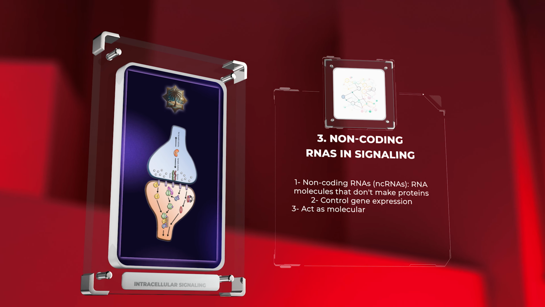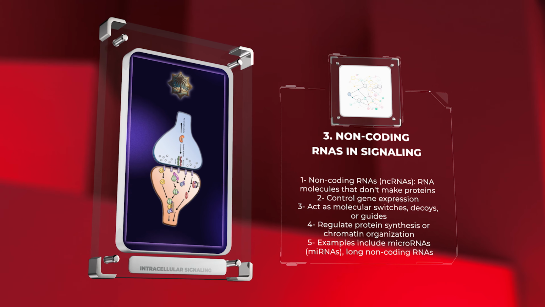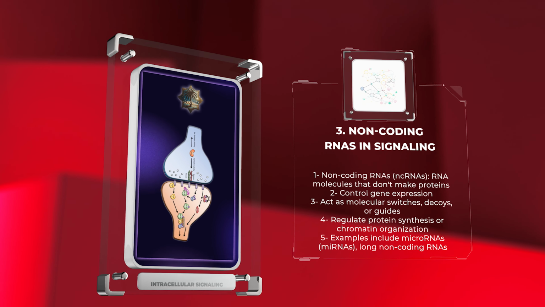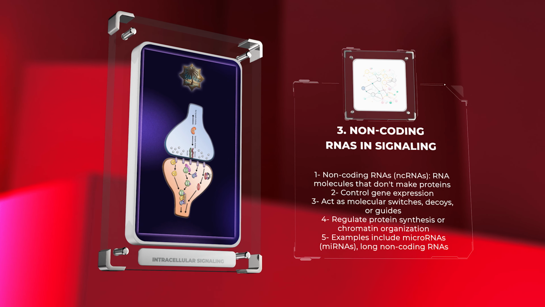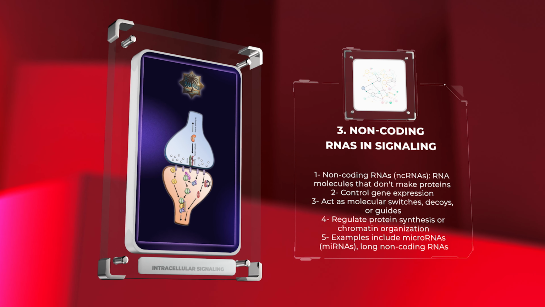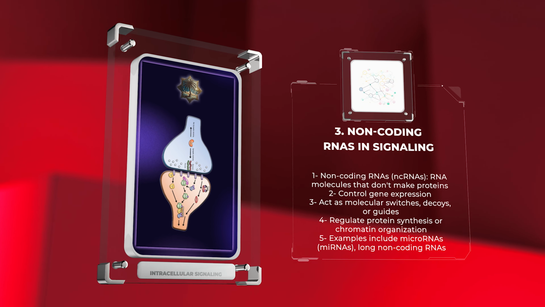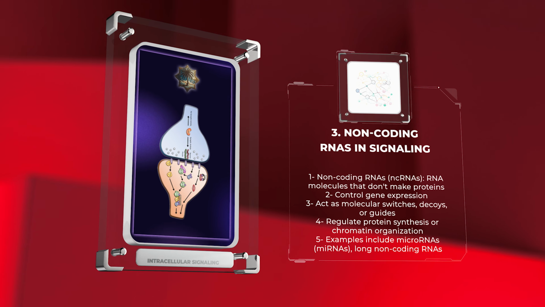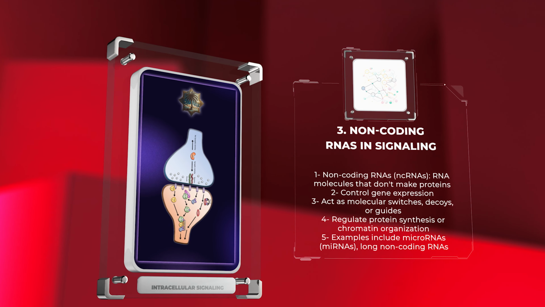Non-coding RNAs, ncRNAs, are RNA molecules that don't make proteins but control gene expression. They act as molecular switches, decoys, or guides to regulate protein synthesis or chromatin organization. Examples include microRNAs, miRNAs, long non-coding RNAs, lncRNAs, and small interfering RNAs, siRNAs. Dysregulation of lncRNAs is linked to diseases.